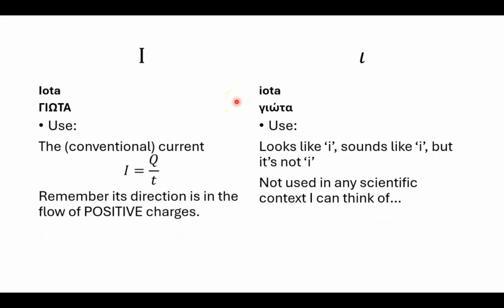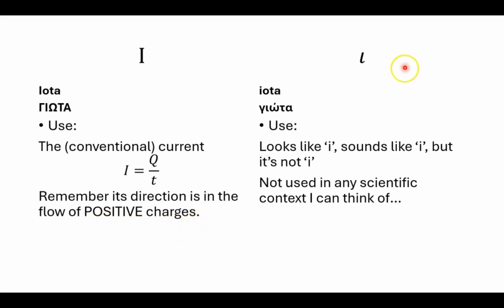The next one is iota. The uppercase is used to represent the conventional current, defined as the number of charges passing through a point per unit time. Although the current is a scalar quantity, it has a direction, and you need to remember its direction is the flow of positive charges. Although the charge carriers in most cables are electrons, which have a negative charge, in the early days people didn't know there was such a thing as an electron, so they just defined it as the direction of positive charge flow.